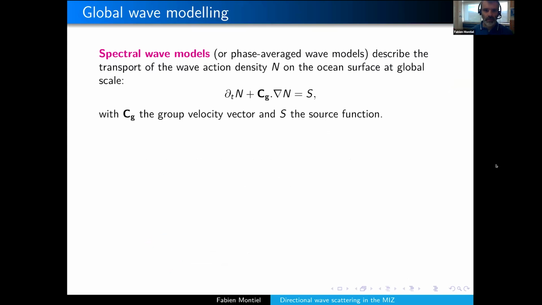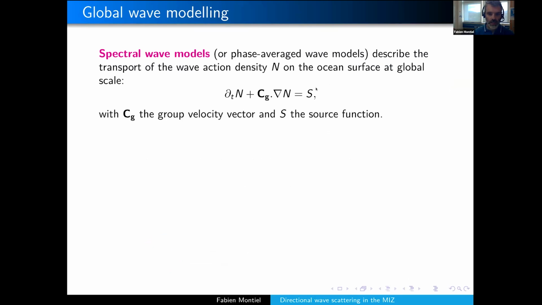If you're not familiar, although I'm pretty sure most of you are, WAVEWATCH is what we call a spectral wave model, or a phase average model. The way this model works is that it describes the transport of this function here, the wave action density, which I'm going to define in a second, on the surface of the oceans on a global scale. It satisfies the transport equation, as you see here. CG represents the group velocity, so that's the speed at which waves travel, essentially.